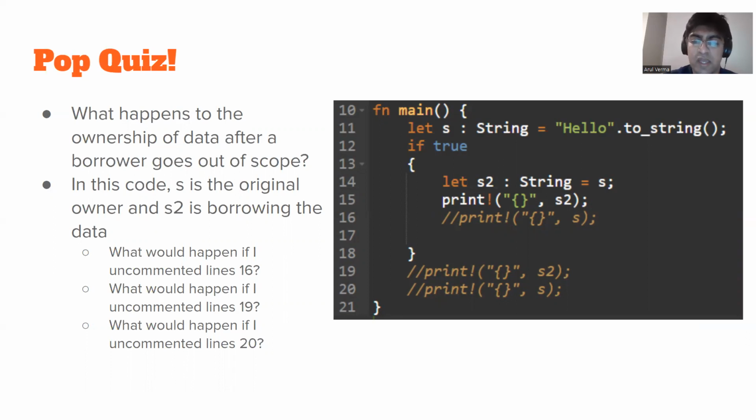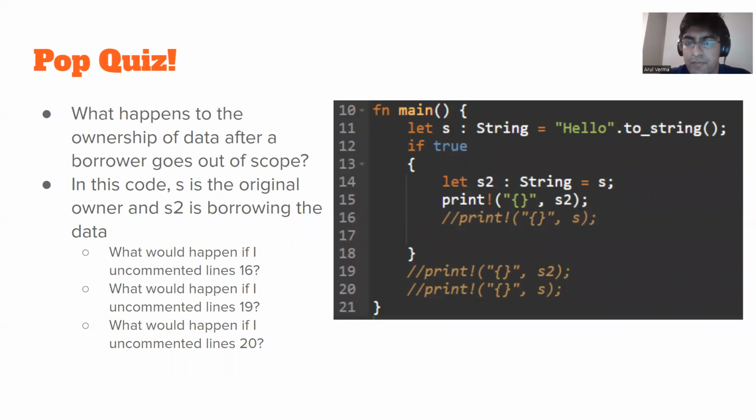Okay, so now let's take a look at it. If we uncomment line 16, we borrowed the value in S here on line 14. We said S2 is equal to S. So the value in S no longer exists. It got freed from memory. So in line 16, we'd get an error if we uncommented this because S doesn't exist anymore. It's gone out of scope. It's been dropped from memory.